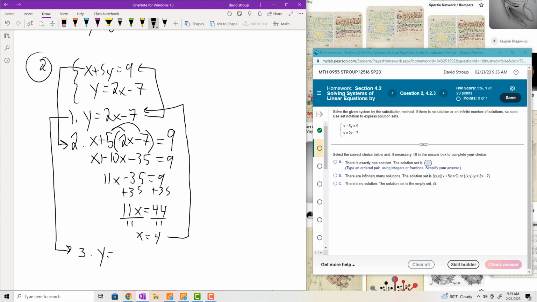So we get y equals 2 times 4 minus 7, which is 8 minus 7, which is 1. So the solution here is 4, 1.